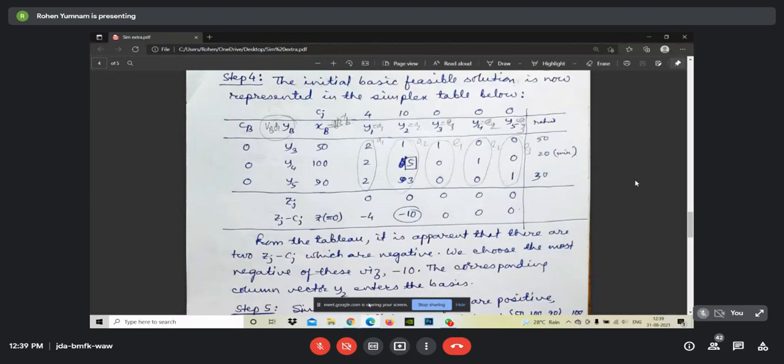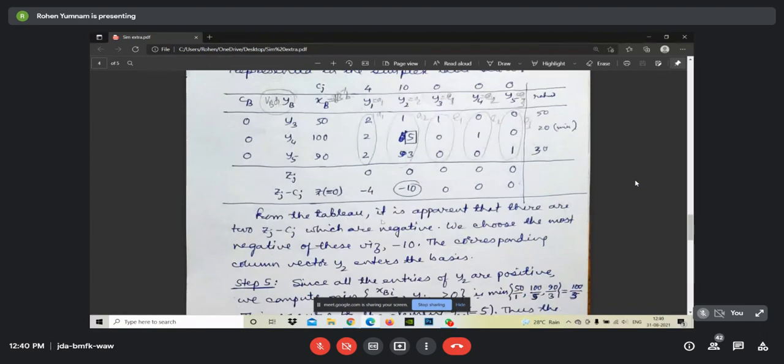Let us read this. From this table, it is apparent that there are two Zj minus Cj values which are negative. One is minus 4, one is minus 10. Others are 0, 0, 0. We have to search only for the negative values. We choose the most negative, that is minus 10. Minus 10 is more negative than minus 4. More negative means greater numeral but with a negative sign. The corresponding column vector y2 enters the basis.